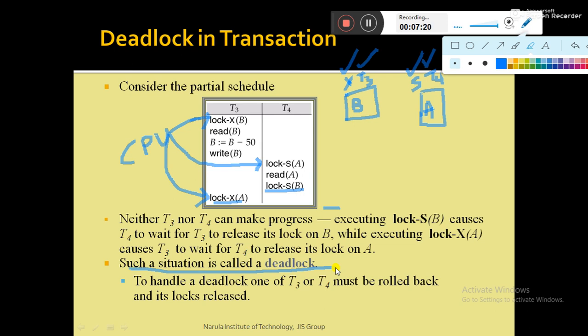To handle it, the simplest technique to handle deadlock is to roll back either T3 or T4, or you may roll back both. So the simple way is to roll back any one of the transactions. If you roll back, then the lock will be released. If the lock is released, then the other transaction can proceed with its normal execution.